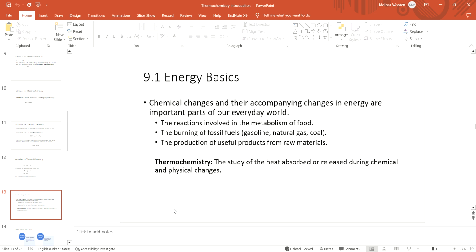Okay. The reactions involved in the metabolism of food, the burning of fossil fuels, and the production of useful products or raw materials. Excuse me. And thermochemistry itself is defined as the study of heat absorbed or released during chemical and physical changes.